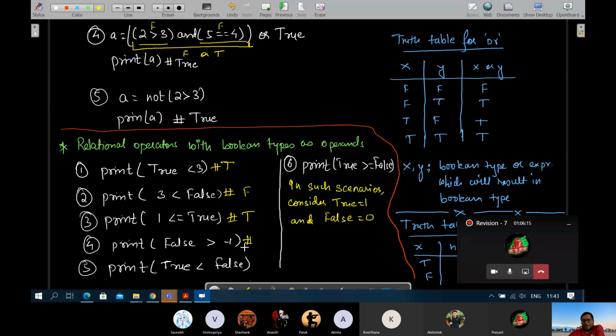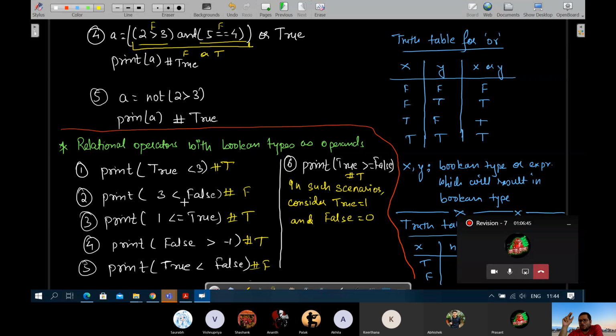False is greater than minus 1. False we are assuming as 0. So 0 is greater than minus 1. This is true. True is less than false. 1 is less than 0. False. True is greater than equals to false. That is 1 is greater than equals to 0. True. ठीक है? So is it clear?